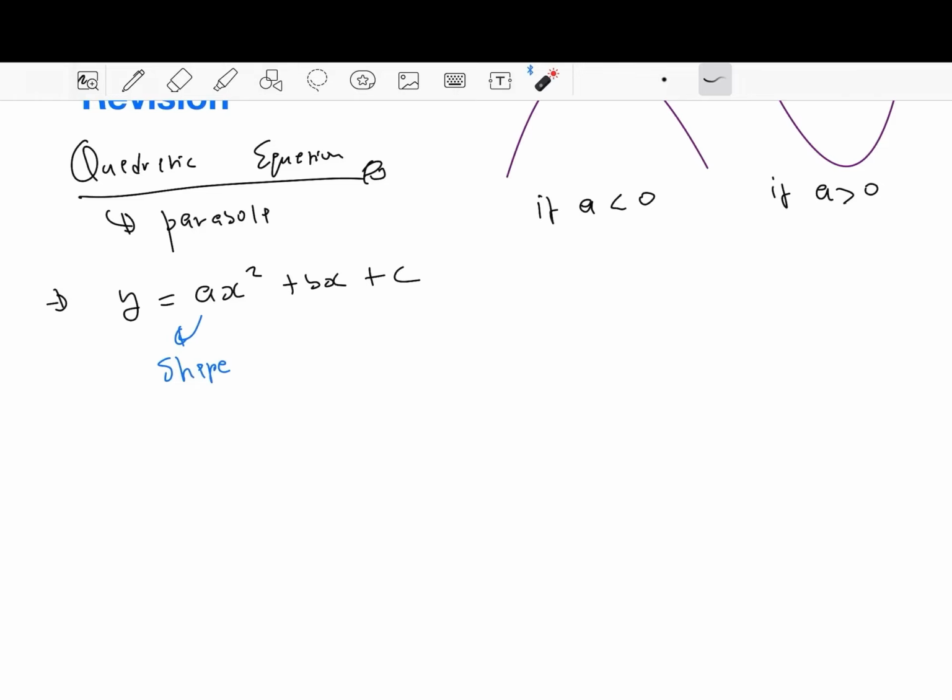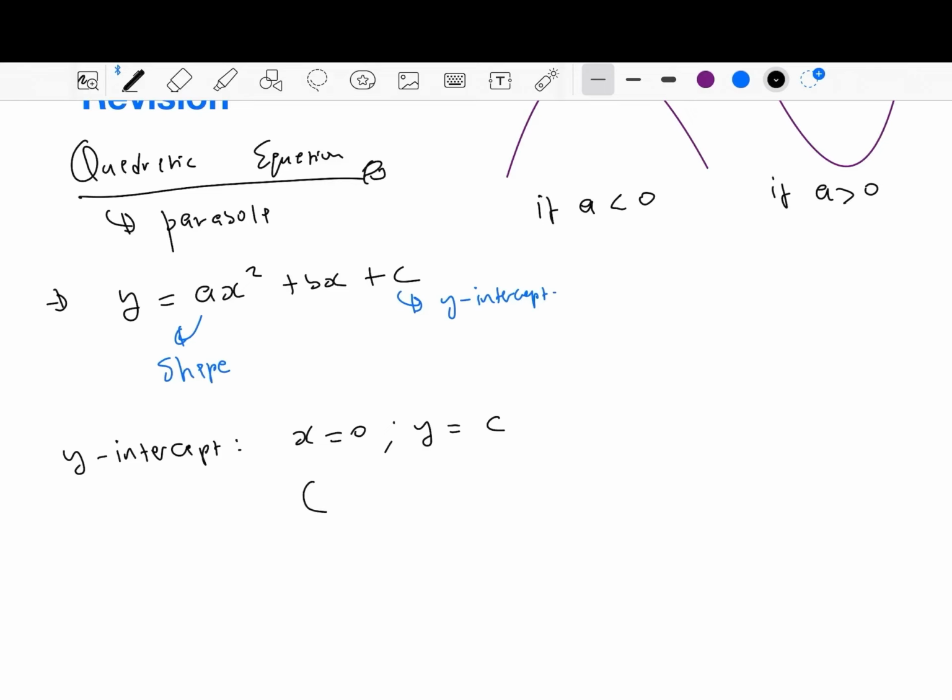But what is significant here is c. c is very significant. c is your y-intercept. What does that mean? It means that when x is 0, y is equal to c. That's what this means. So y-intercept, let me just use a different color, means that when x is 0, y is equal to c.